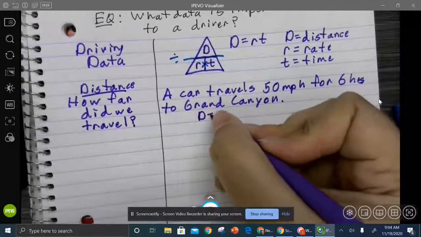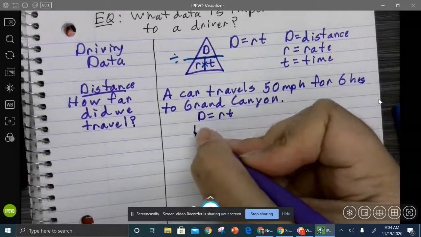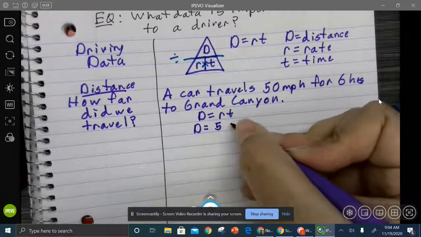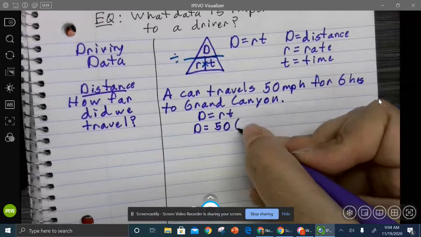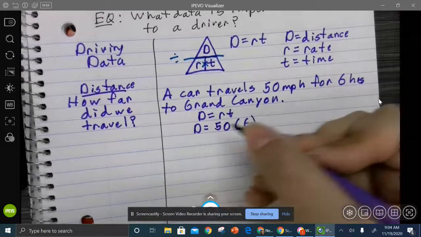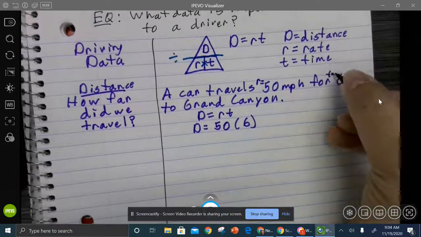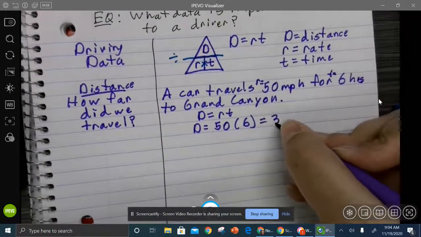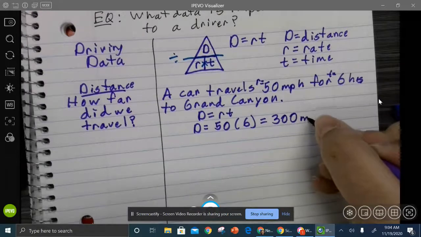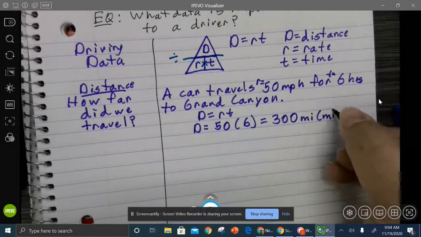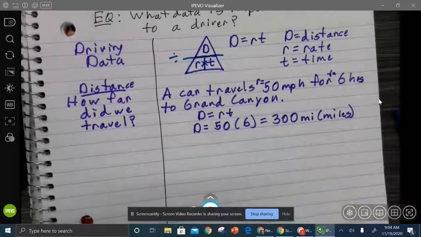Distance is equal to rate times time. So the distance is 50 miles per hour for 6 hours. That's the rate, this is the time. So it was 300 miles. MI, everybody, is the abbreviation you're going to see for miles.